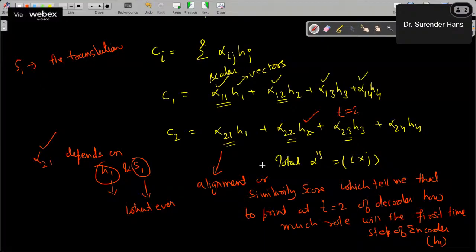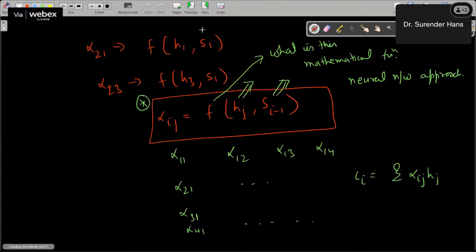So now after the calculation of this alpha ij, I will put it in C1, C2, C3 and C4, because H1, H2, H3 and H4 are fixed. But these alpha ij are different. The alpha ij for C1 and the alpha ij for C2 are both different. Clear? And this is the representation of alpha ij, a function of hj and s(i-1). Here s(i-1) is the previous hidden state of the decoder, and hj is the hidden state of the encoder.